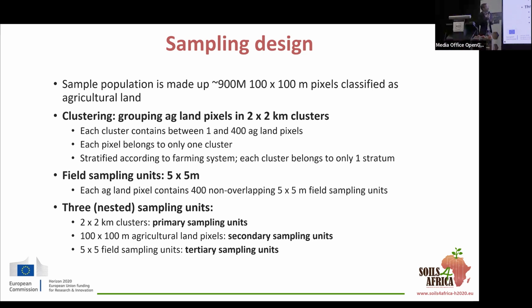So basically what we ended up with, given the requirements, is a nested sampling design composed of 3 levels. We have the 2 by 2 kilometer clusters, which are the primary sampling units. Then we have the 100 by 100 meter agricultural land pixels from the map that you showed in the previous slide. Those are the secondary sampling units. And then we have the 5 by 5 meter, I call them here, field sampling units, the tertiary sampling units. It's a bit of a complicated design that was the result of the requirements that were put down.